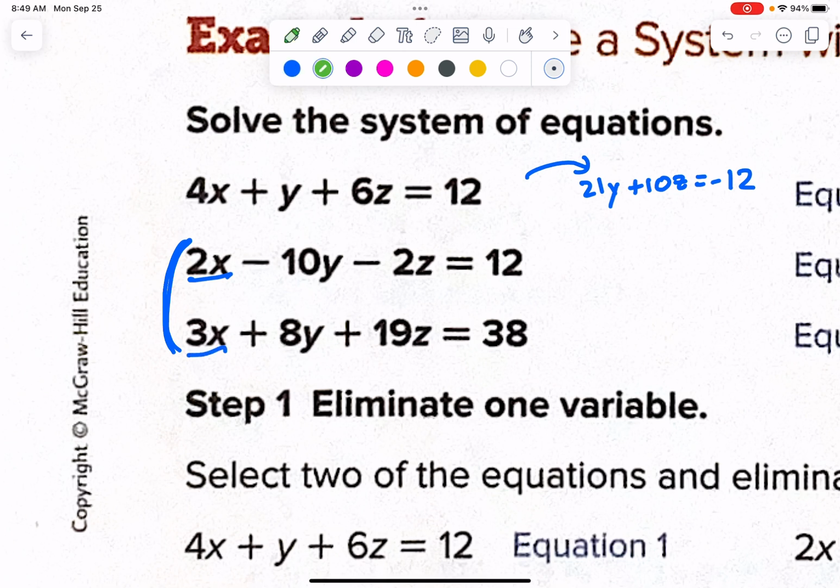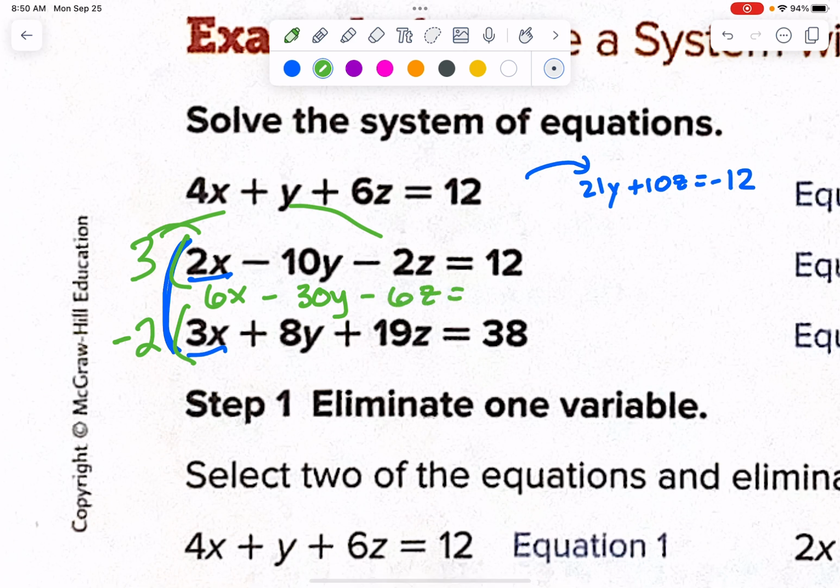Okay, so I would have to take the 2 times 3, and I would have to take the 3 times 2 in order to do that. Okay, we said let's multiply through by a -2 on the bottom so that way he cancels. Okay, so when I distribute 3 times 2, this will be 6x minus 30y, okay, keep going, minus 6z equals, that will be 36, okay? Then, if I multiply the -2 through, it'll be -6x minus 16y minus 38z equals -72, okay?